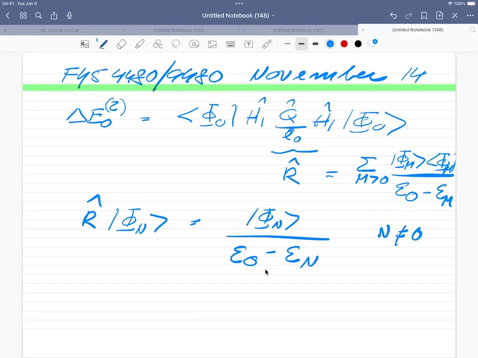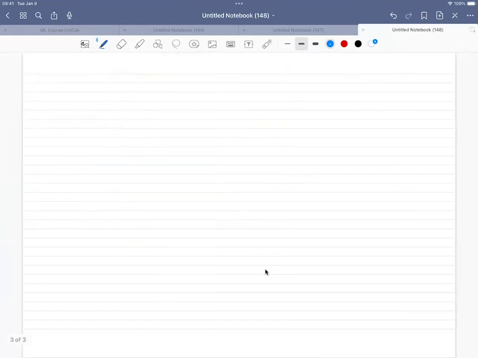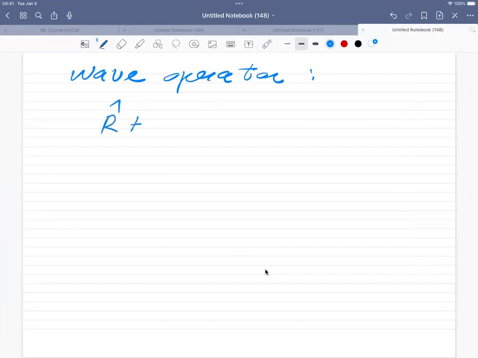Now, when we looked at the contribution to first order for the wave operator, we can define the wave operator as follows. To first order, that is simply the operator R acting on H_I, and then this is multiplied with phi 0.